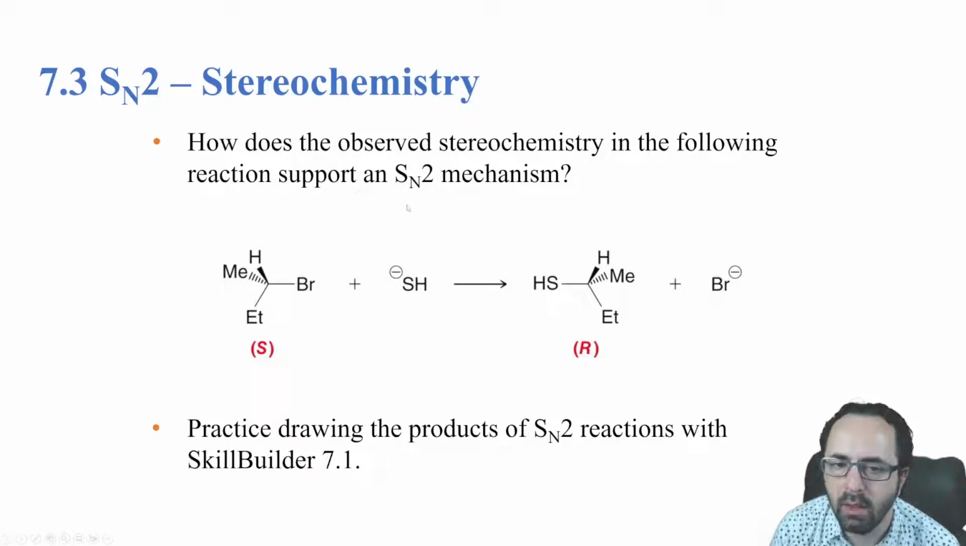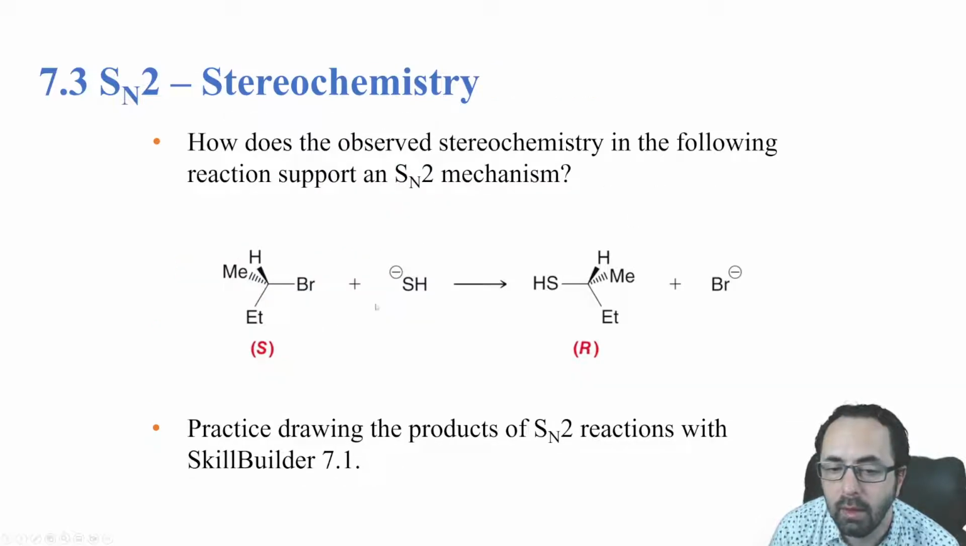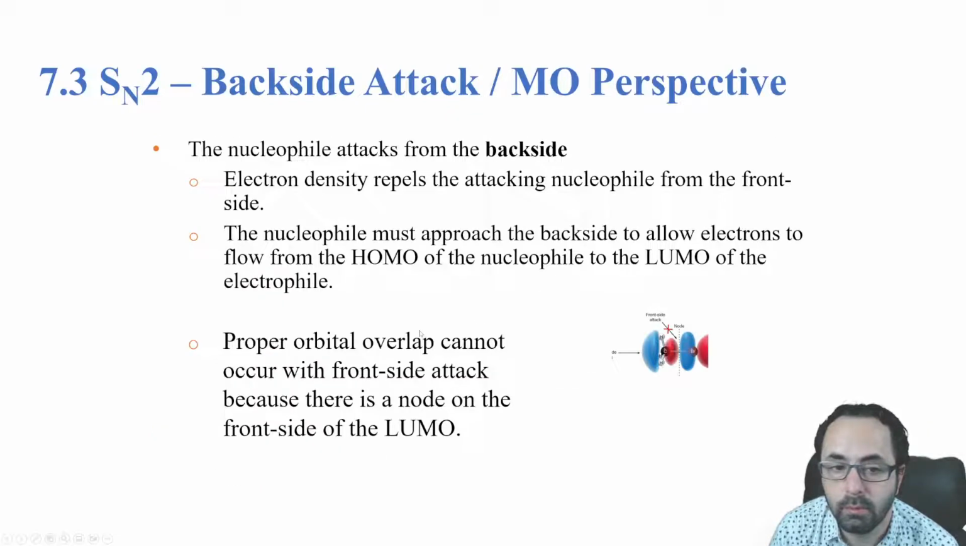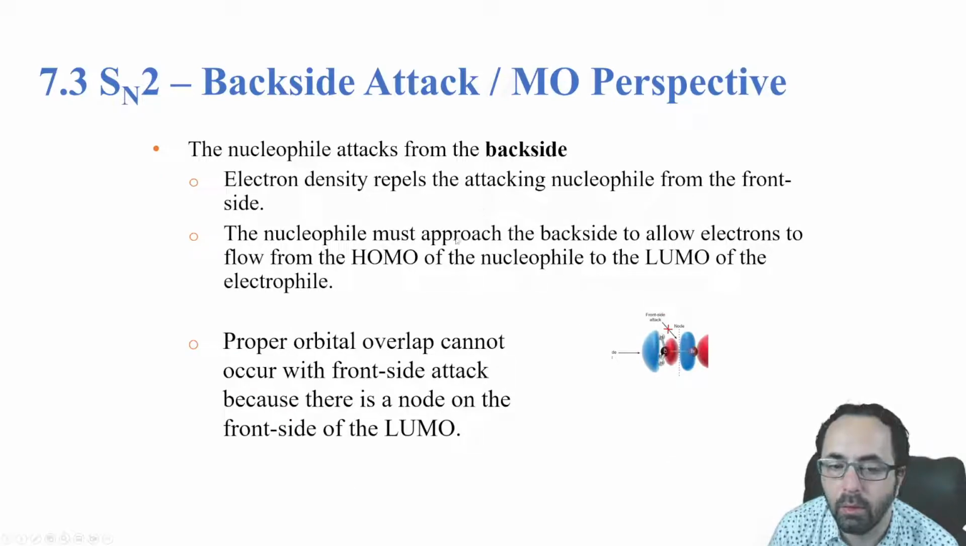And so we're going to see later that in the SN2 mechanism, as we can see here, the SN2 mechanism involves the attack of the nucleophile while the leaving group is leaving. So it has to attack from the back side of the molecule while leaving the space for the leaving group to leave. And so that's going to result in a flipping of the stereoisomerism here from S to R. The nucleophile attacks from the back side. The electron density repels the attacking nucleophile from the front side.